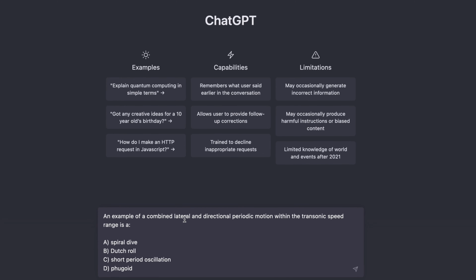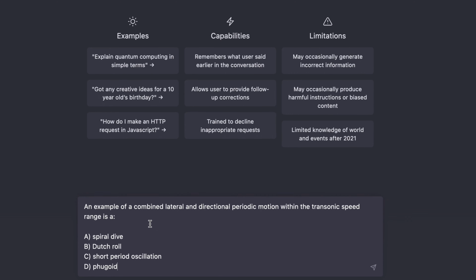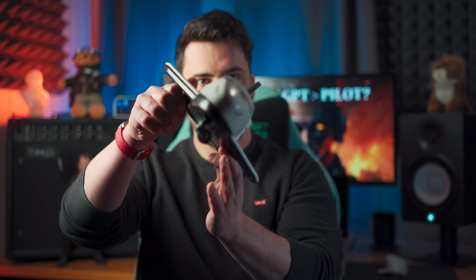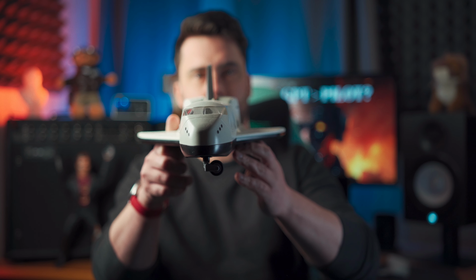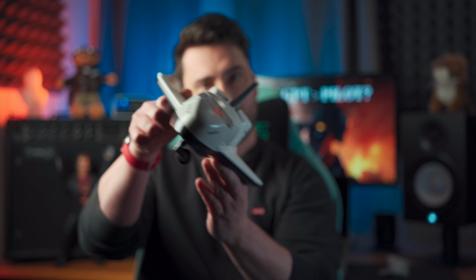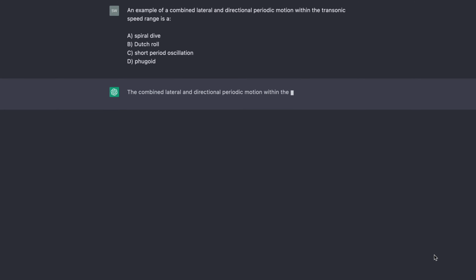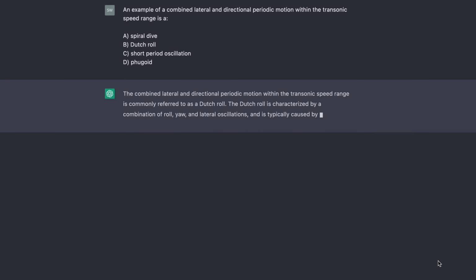That's really strange. An example of a combined lateral and directional periodic motion within the transonic speed range is, so this is a combination of roll and yaw. Dutch roll, you get roll and yaw together like this. Dutch roll, I got it correct. Good.